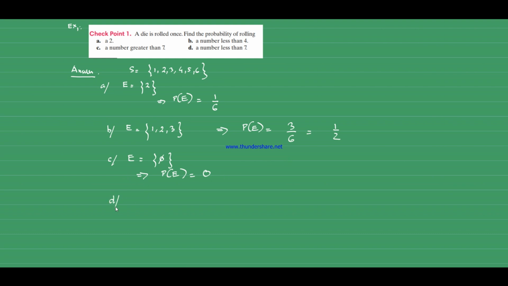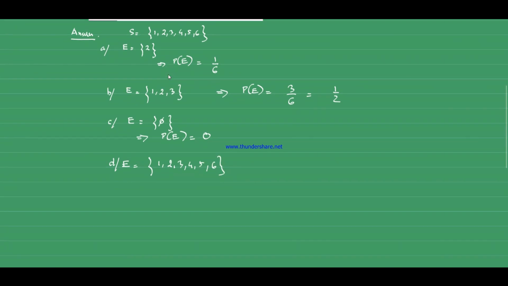And for part D, for the event, let's see how many numbers are less than 7. So it'll be 1, 2, 3, 4, 5, 6. Then the probability for this event will be 6 over 6. So the probability will be 1.